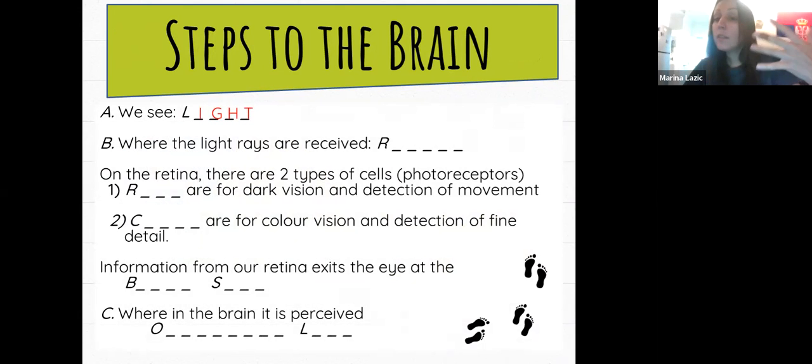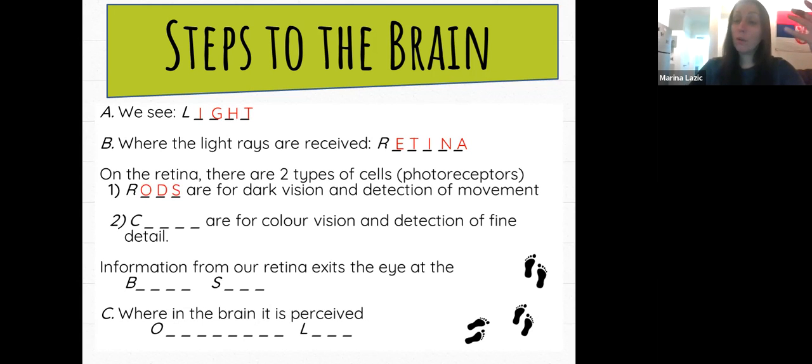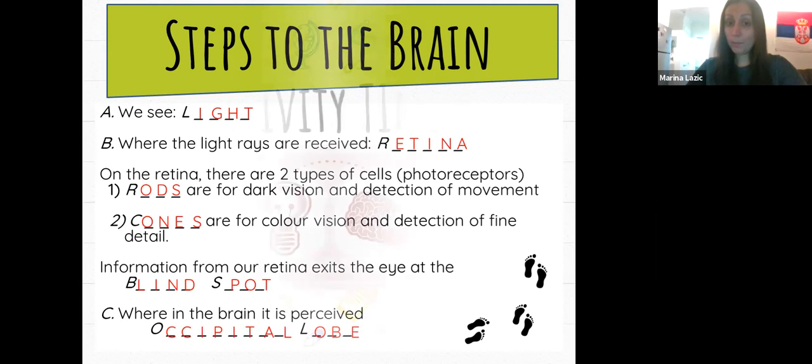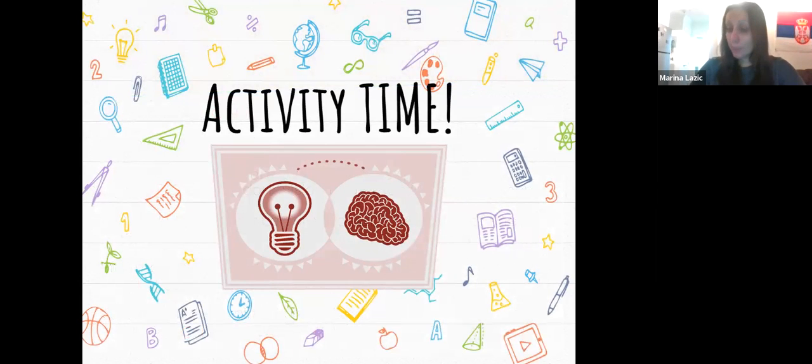Light rays are received at the retina, and all of those parts you need to point out so they will be able to answer. There are two types of photoreceptor cells in the eye, called rods for dark vision and cones for color vision. And information from the retina exits at the blind spot, and the place in the brain where signals are received is called the occipital lobe. And next is activity time.